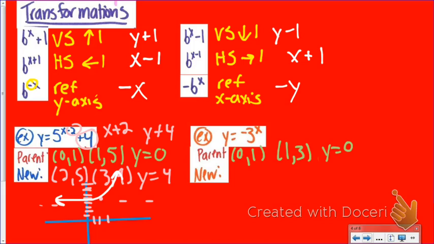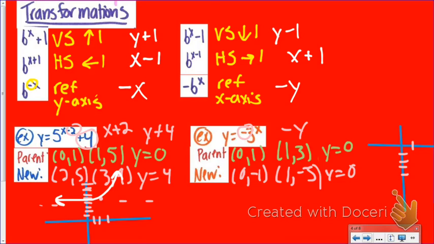So then my new points, I need to look at the transformation. The only transformation I have on this one is that negative out in front. It's out in the front, not with the x, which means it's going to reflect vertically, so it means that I'm going to have a negative y coordinate. So I'm just going to take all of my y coordinates from my parent function and make them negative. And then I can graph my new graph. And there's my exponential functions.